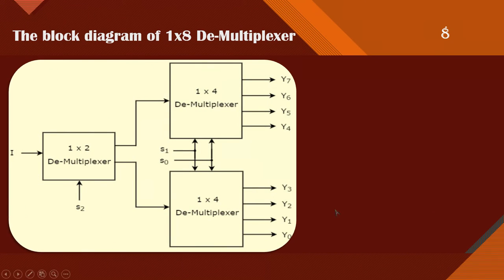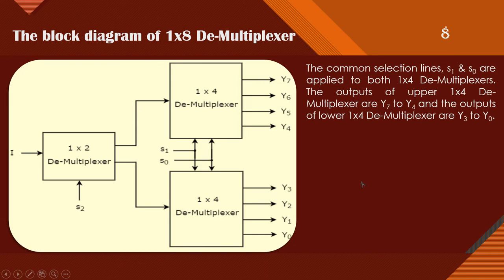You can see how the output of the demultiplexer 1 into 2 goes as an input to the 1 into 4, totally forming a 1 into 8 demultiplexer. The common selection lines S1 and S0 are applied to both 1 into 4 demultiplexers. The outputs of the upper 1 into 4 demultiplexer are Y7 to Y4, and the outputs of the lower 1 into 4 demultiplexer are Y0 to Y3. So totally you get 8 output lines.